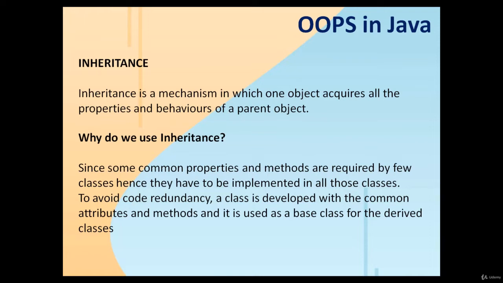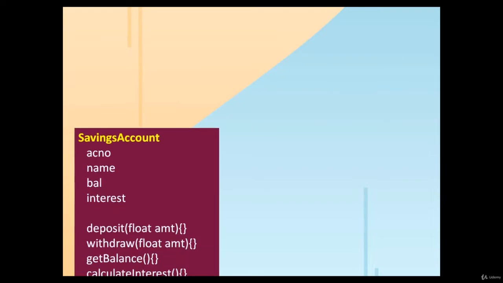So in a project, if two or more classes require some common properties and methods, rather than writing them in each and every class, we define them in a separate class. As a use case, we have a banking project. One type of account is a savings account, which has account number, name of the account holder, balance amount, and rate of interest, maybe 3.5% annually. The functionalities are deposit, withdraw, get balance, and calculate interest.